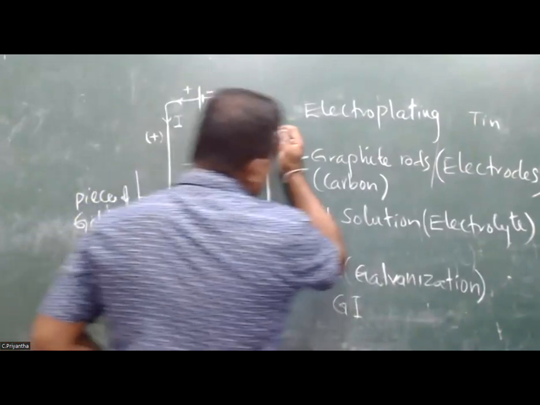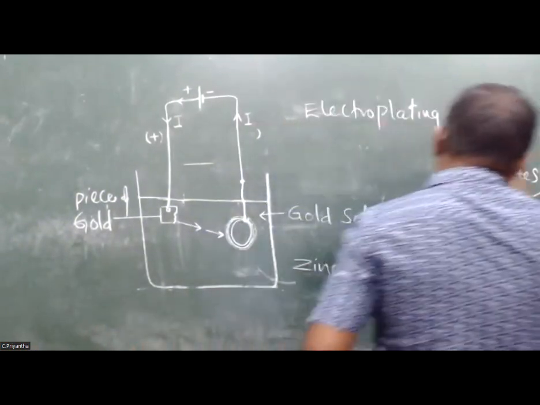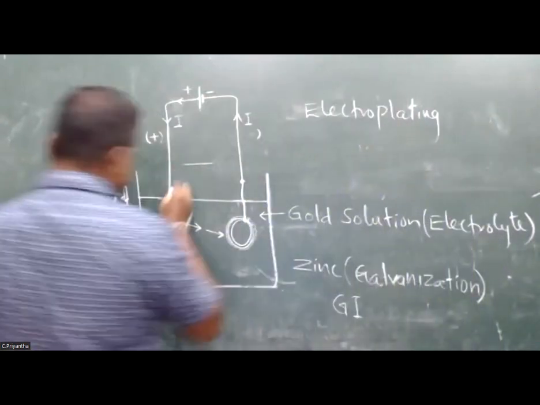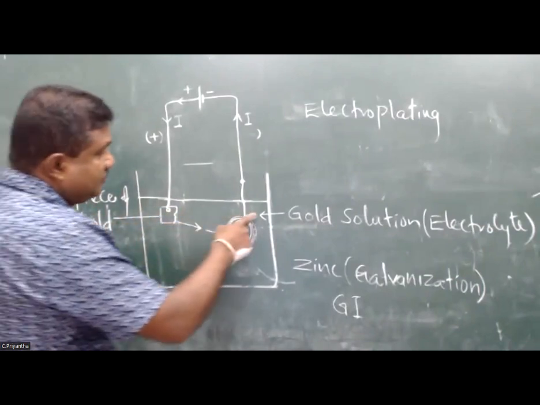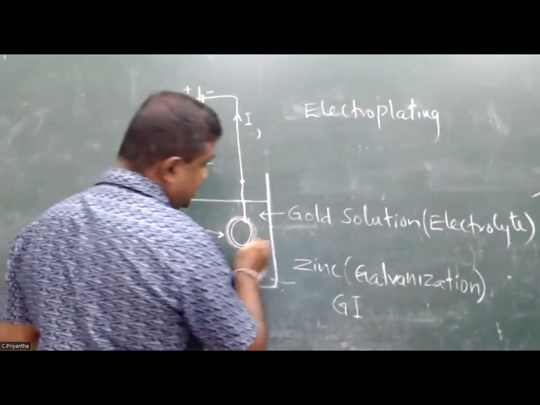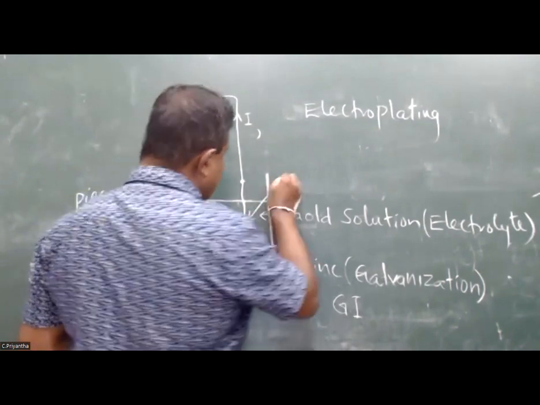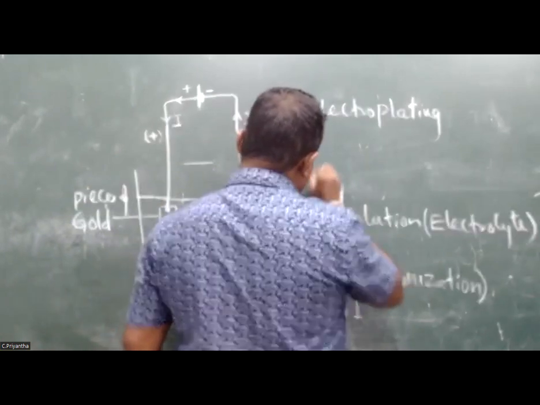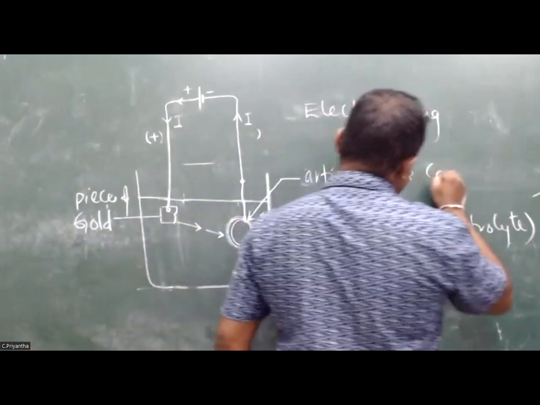Now listen to me. Easy, right? Then this must be the piece of gold. And here the article to be coated. Article, jewelry. So, the article to be coated.